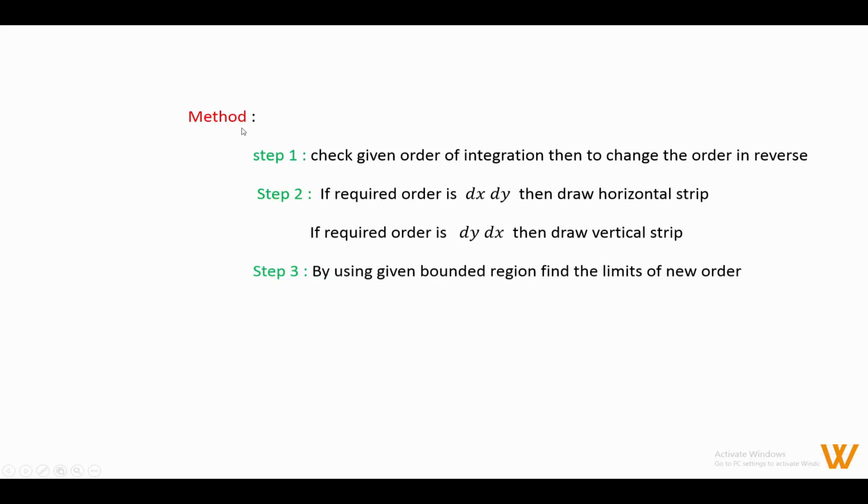Means the method to change the order of integration: first check the given order. The new order is the reverse of this order. If the required order is dx dy, then draw a horizontal strip. If the required order is dy dx, then draw a vertical strip. By using the given bounded region, find the limits of the new order.